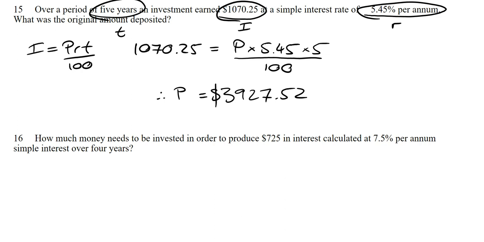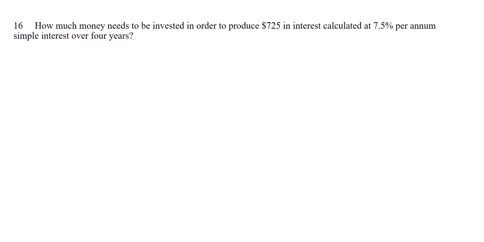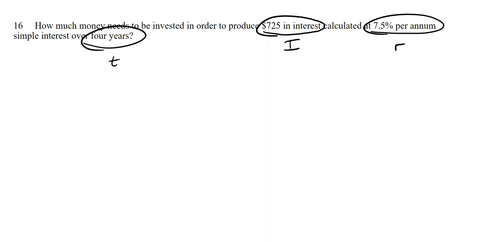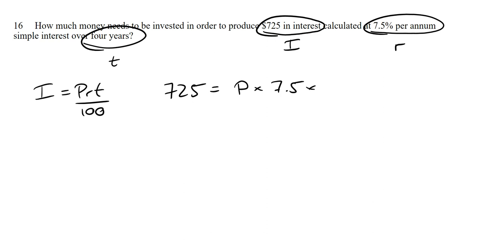Again, pause the video, try to go at 16, unpause it to make sure you got the same final answer. So here's 16, how much money needs to be invested, so it's asking for the principal, in order to produce $725 in interest. So it's I, at 7.5% per annum, R, over 4 years, T. So same again, I equals PRT over 100. $725 is equal to some principal times 7.5 times 4 over 100.